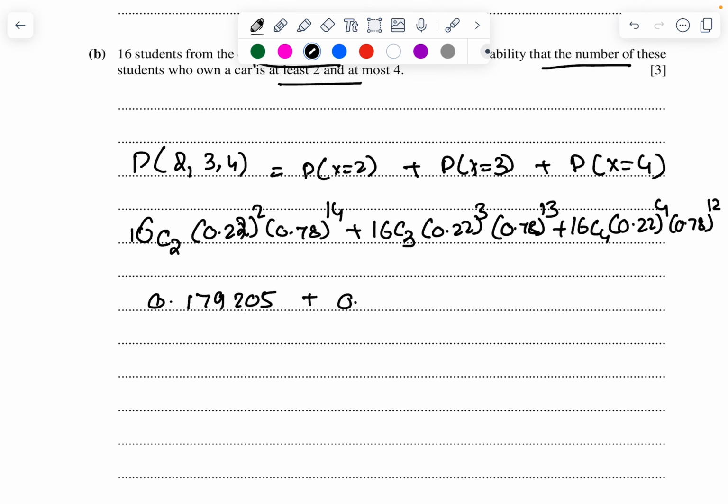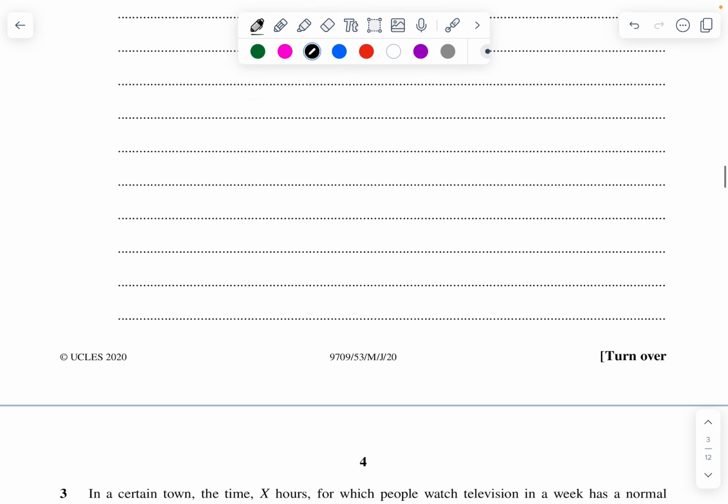That is 0.179205 plus 0.235877 plus 0.216221. Simplified to three significant figures, that is 0.631.